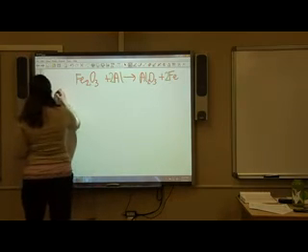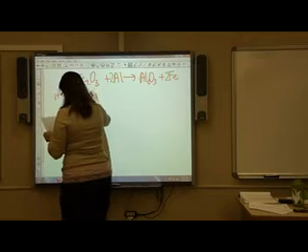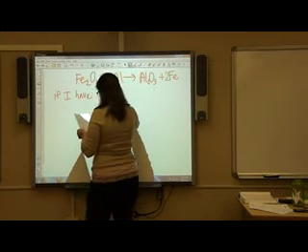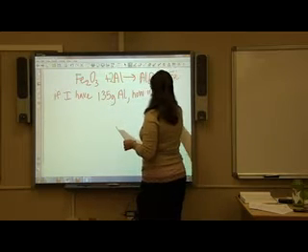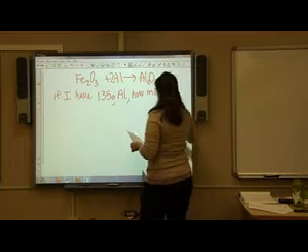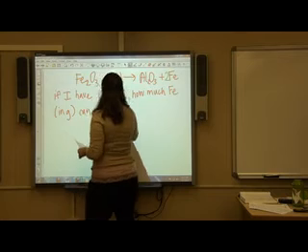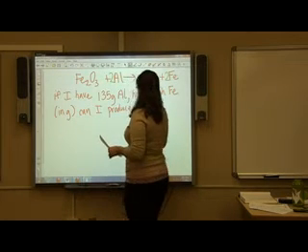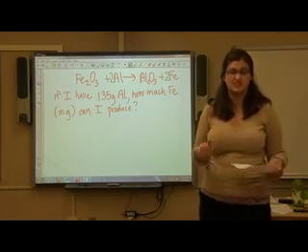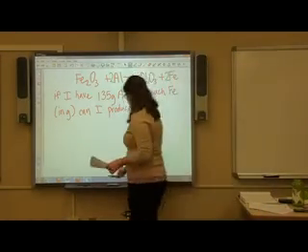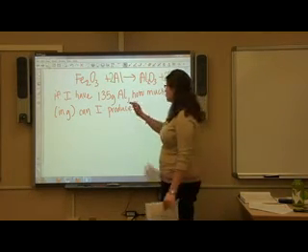Okay, so the question is going to ask something like this. If I have 135 grams of aluminum, how much iron, in grams, can I produce? So this is what your question is going to sound like. Okay, so this is basically a unit conversion problem. So we're going to start at the very beginning with what we know.